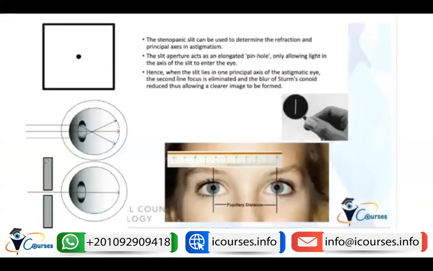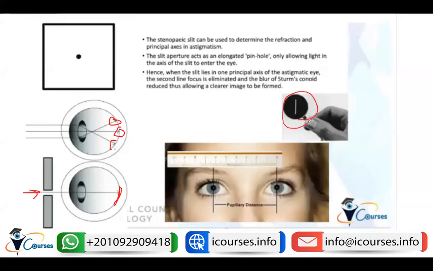So here we have the principle of the pinhole. The pinhole acts as a small central aperture that allows only the central light rays to hit the retina. This results in a clear image. But if the patient has myopia or hypermetropia, this will result in blur circles. Every light ray that is refracted by the cornea or the lens will produce an image, causing blurring of the image over the retina.